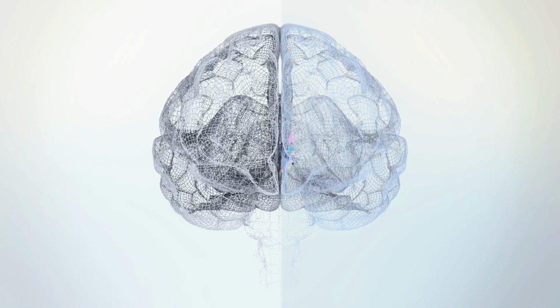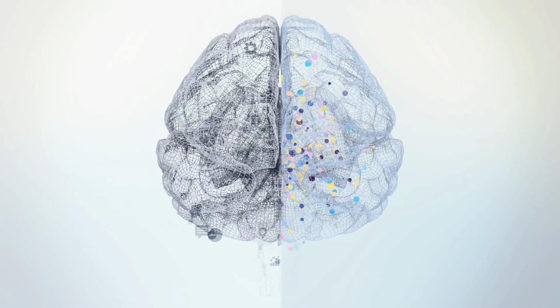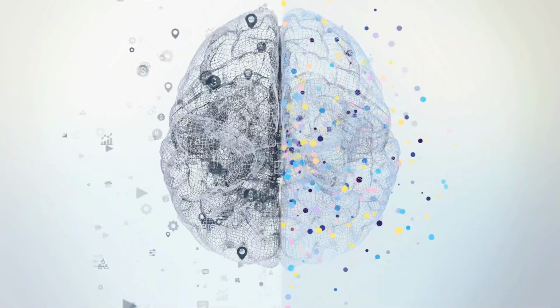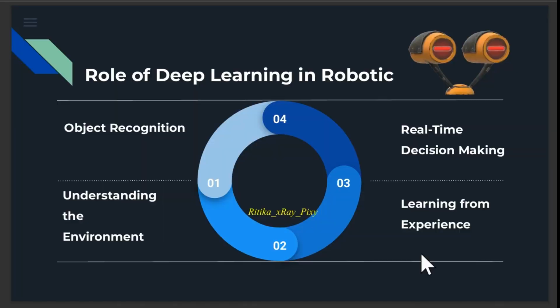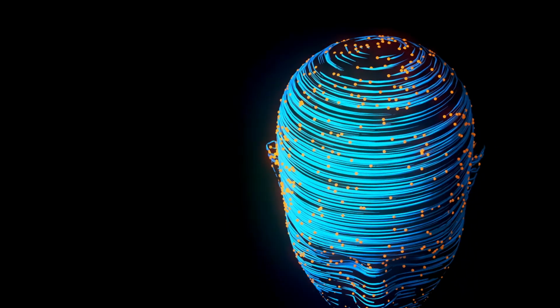Fourth, we have learning from experiences. Like we humans learn from our mistakes, here we can train the robots to learn from their mistakes and past experiences also. So deep learning allows the robots to improve over time by learning from their experiences. If it makes a mistake like dropping an object, it can learn from that mistake and do better next time. So this makes the robot more reliable and efficient as it continuously improves its performance. Now next we will understand how deep learning can be applied to robotics.